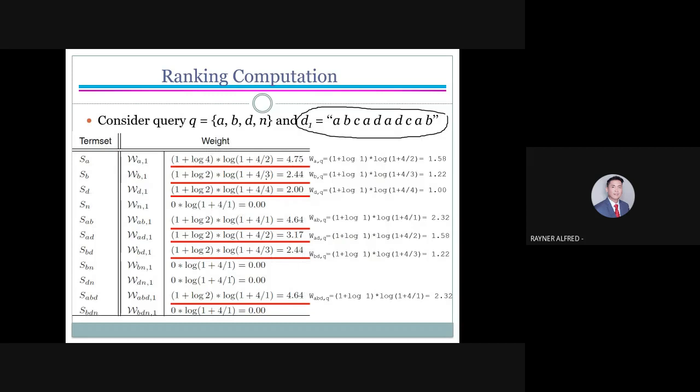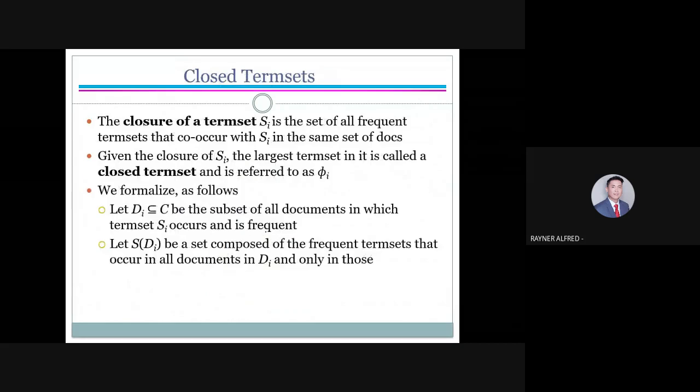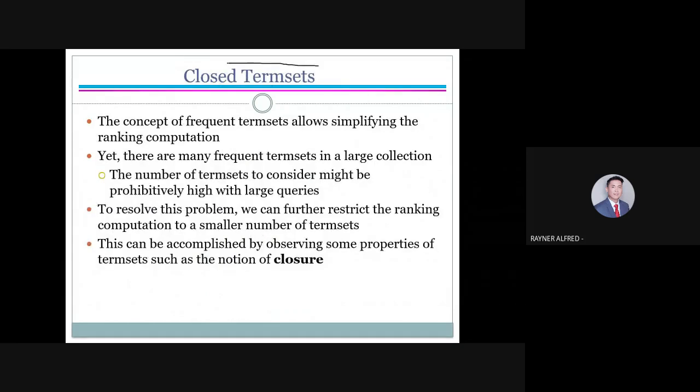Okay. Now, the last subsection will be talking about, if you look at the weightage of AB, this AB is coming from here. AB are the subset of AB here. So they say, why not we only take the biggest one, because this is a subset of this. Okay? So they call it closed term set. This is closed term set.